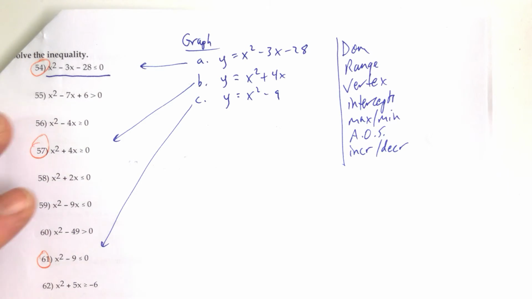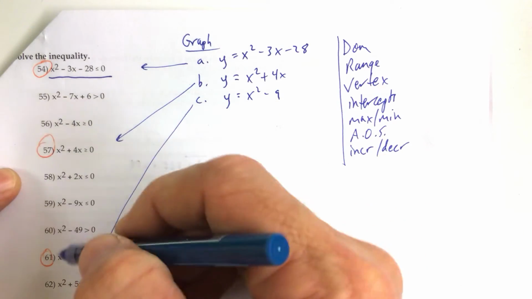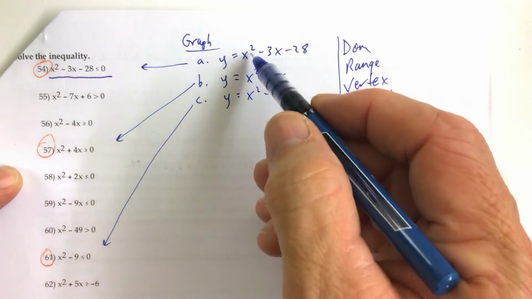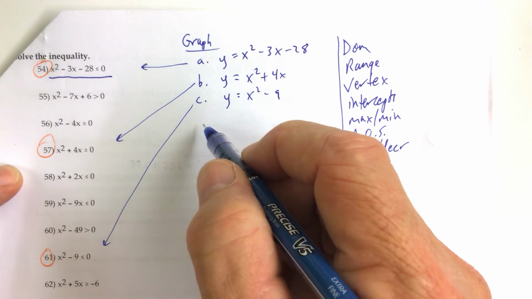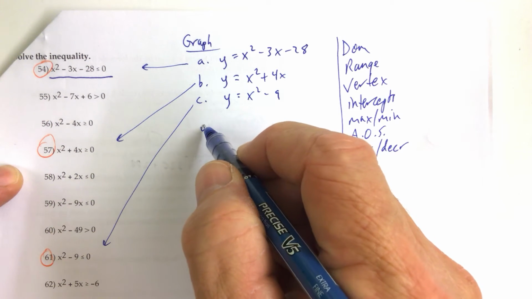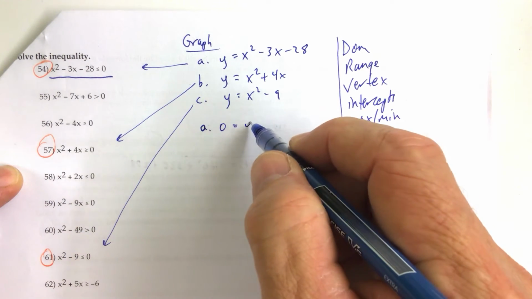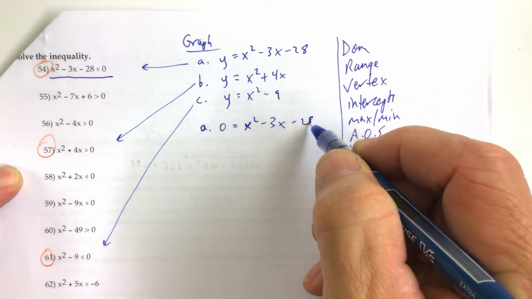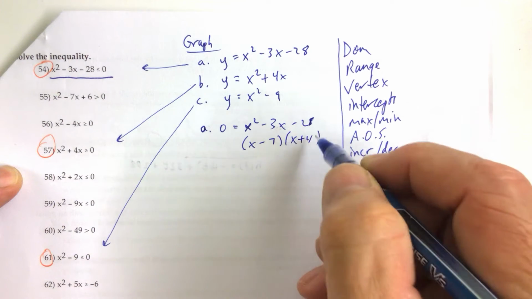So for this page of problems, for this first section, 54, 57, and 61, these three inequalities relate to these three functions. So we're going to go ahead and graph y equals x squared minus 3x minus 28. And so for part A, if we want to find our x-intercepts first, then we would factor. We'd have x minus 7 and x plus 4.